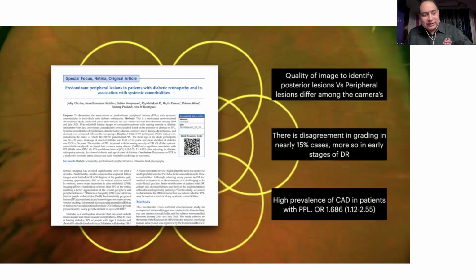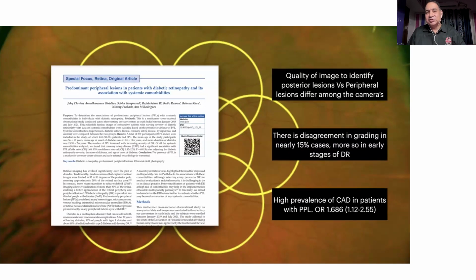Traditionally, we knew that if we see a lot of hemorrhages in the peripheral retina or mid-periphery, we used to suspect that this patient probably has ocular ischemic syndrome, as that was one of the features. And we tried looking at whether in diabetic retinopathy there is any correlation between the peripheral lesions and systemic comorbidities. And we did find that there is a higher prevalence of coronary artery disease in patients who have predominantly peripheral lesions.